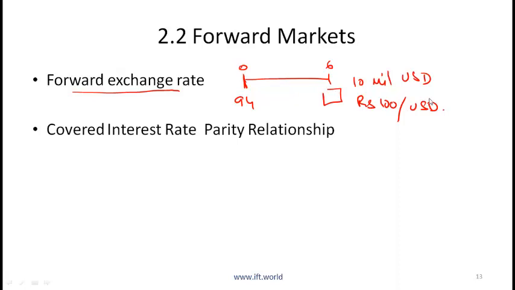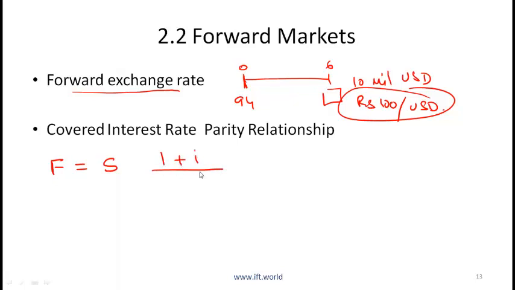Now, how do we figure out this forward rate? And the answer is, we figure it out using a formula called the covered interest rate parity relationship. And the way it works is quite simple. The forward rate is equal to the spot rate multiplied by 1 plus an interest rate in the price currency divided by 1 plus interest rate in the base currency. So I'll put P for price over here and B for base currency over here.